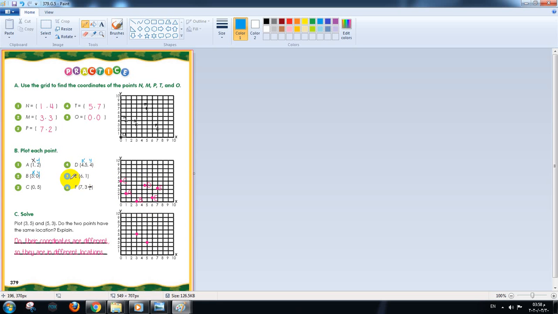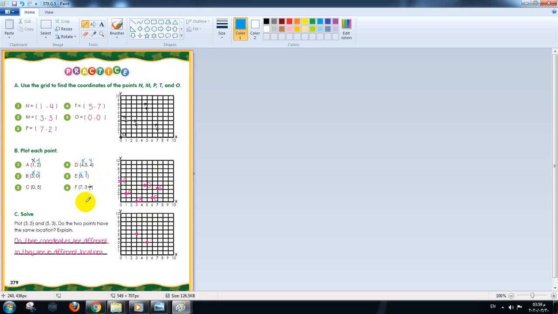Number 5, the point E is 6 from the x-axis and 1 from the y-axis. Go 6 on the x-axis here, and go up only 1 square. You can find the point E here. Now it's time to find the point F, 7 and 3.5. 7 from the x-axis, we will go 3.5 squares up. You can find F here.